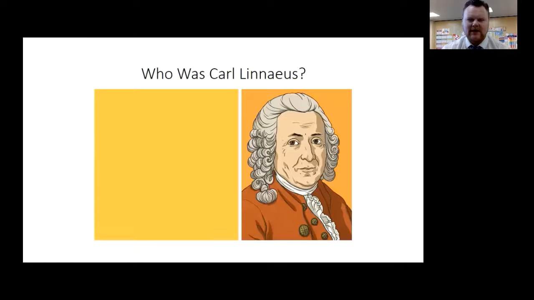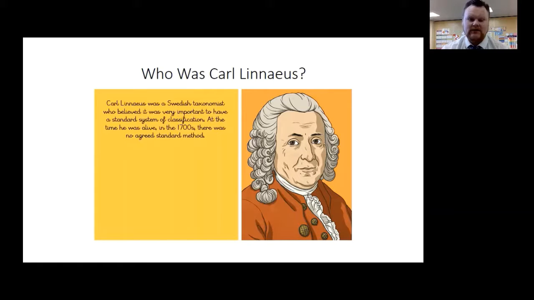So who was Carl Linnaeus? This name I keep talking about. Very important because Linnaean classification is the system still used today. He was a Swedish taxonomist who believed it was very important to have a standard system of classifying living things. At the time he was alive in the 1700s, there were no agreed standard methods. So one scientist might have thought one thing, one scientist might have thought another, and so on. So that could get very confusing if scientists are working in different countries, for example, or sharing their work, as all scientists do.